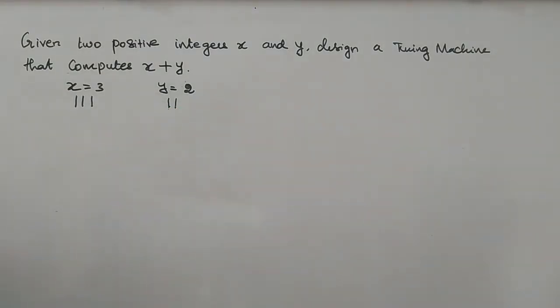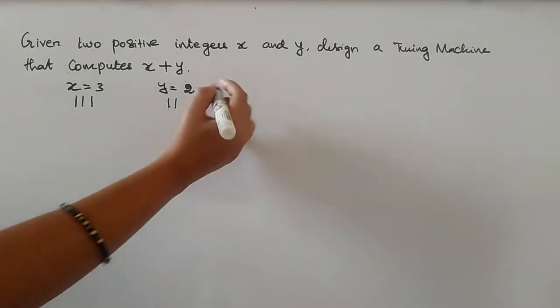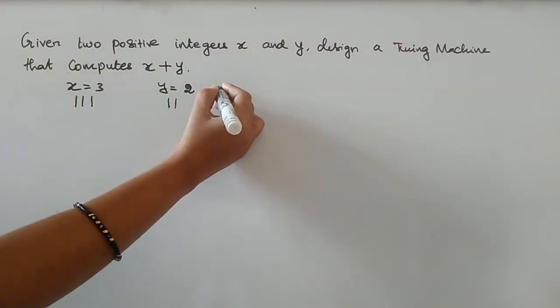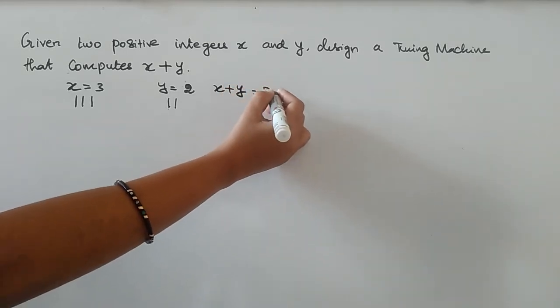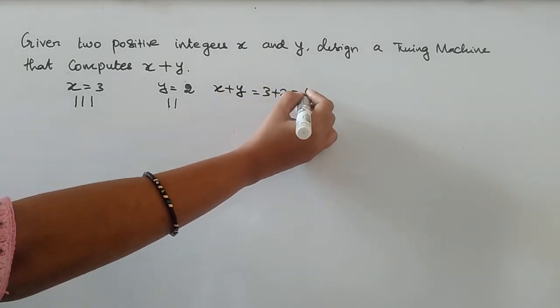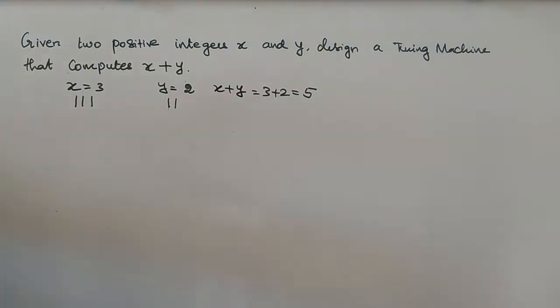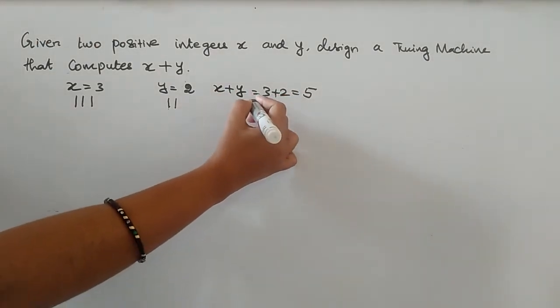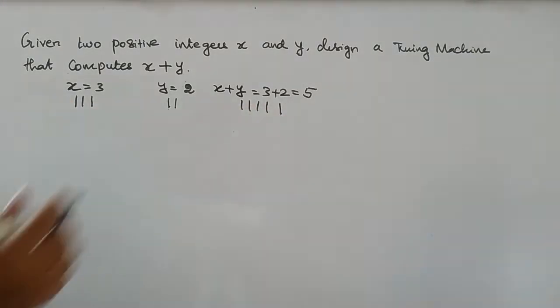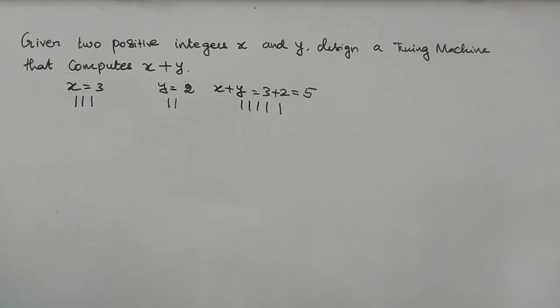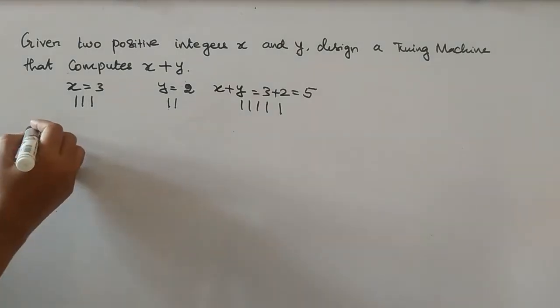So what I am going to do here, as per this question, is find the sum of x and y. It means 3 plus 2, which will be equal to 5. So the result is 5, which means the result must be represented by means of 5 ones. Based on these things, I am going to do the problem.